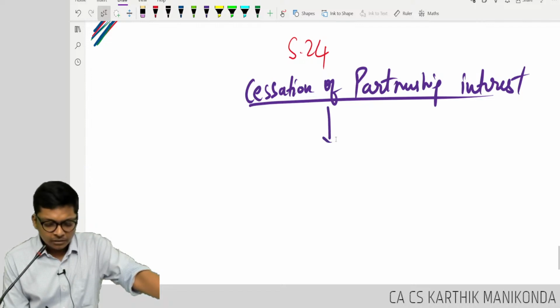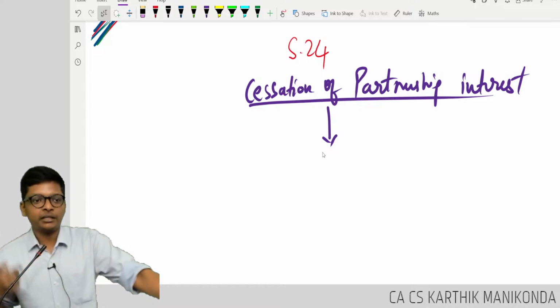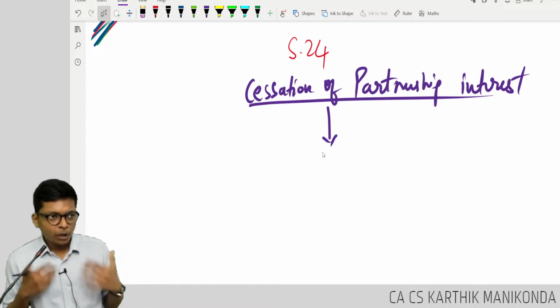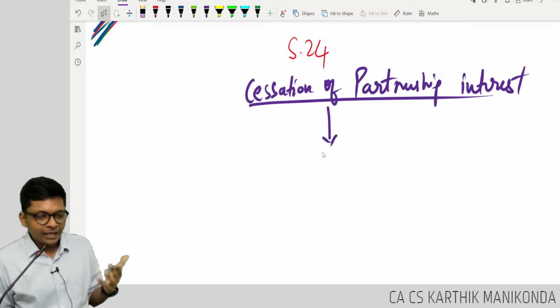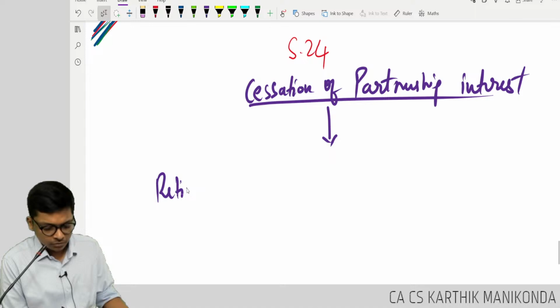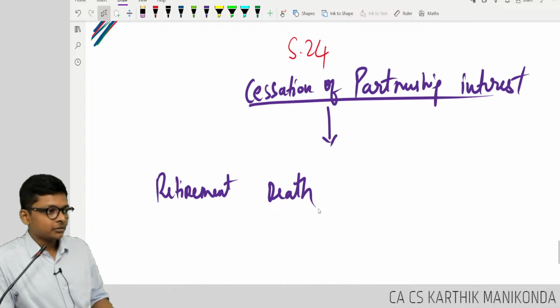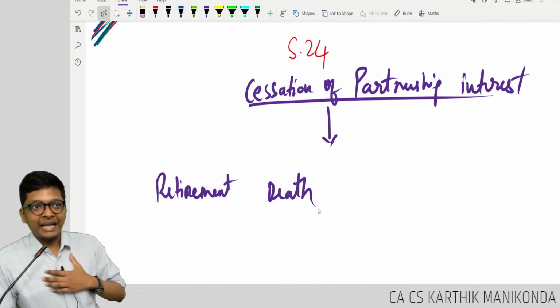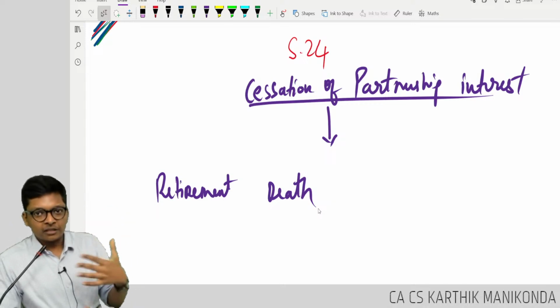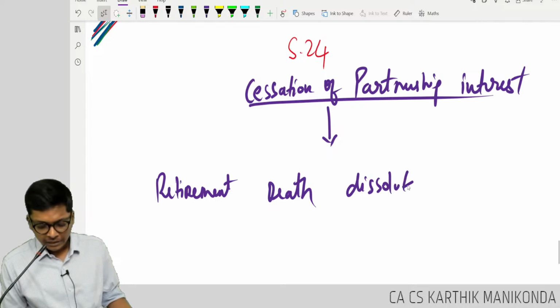When does this end? You tell me examples. When does the partner cease to be a partner? Give me all possible options. Voluntary, what is that called? Retirement, very good. Death, next. Dissolution of firm. See, I'm getting the options from you guys. You think, when does your interest end? Dissolution, very good. Excellent.